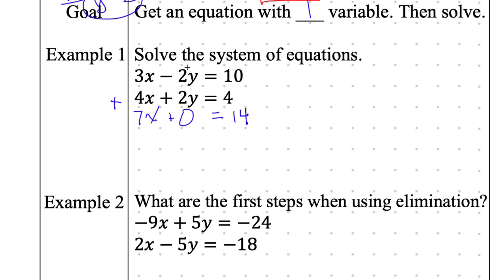What happens when you do negative 2y plus 2y? Yeah, sorry, I was not being very formal about that. I apologize. And then, yeah, so I have 7x equals 14. How do we solve that equation? What do we do to both sides?